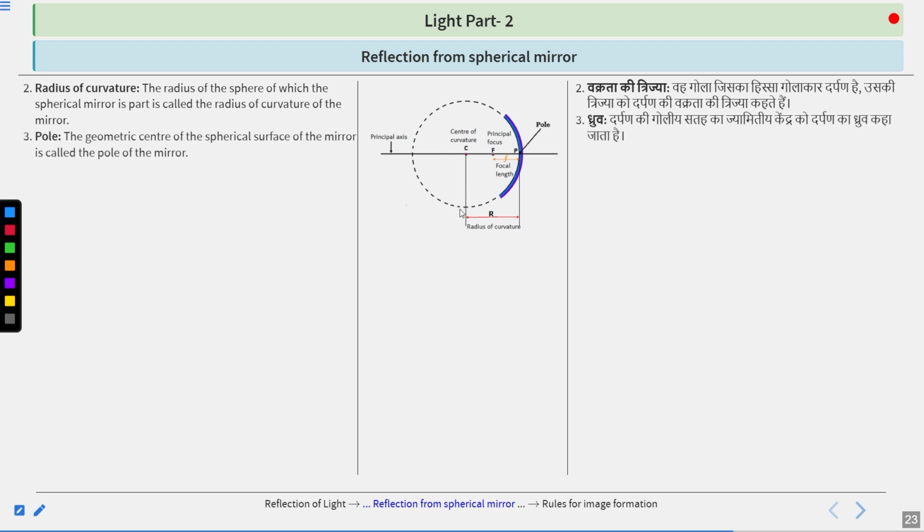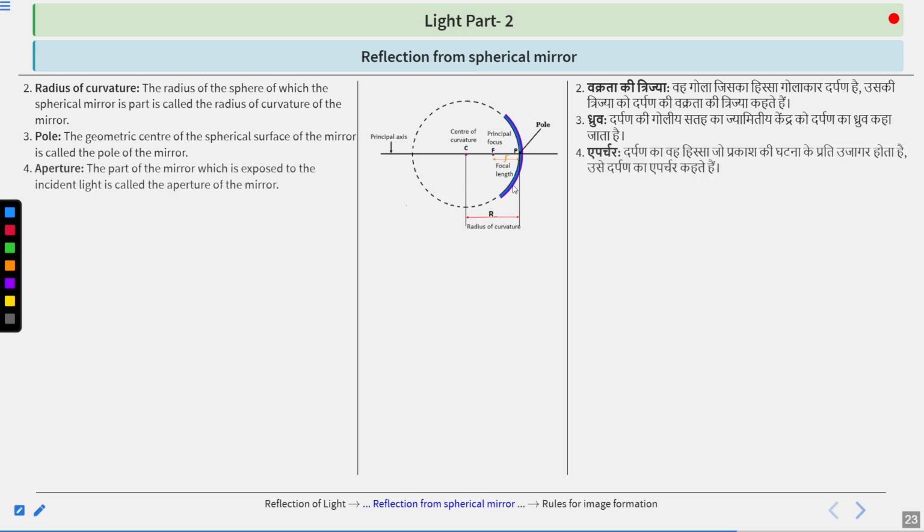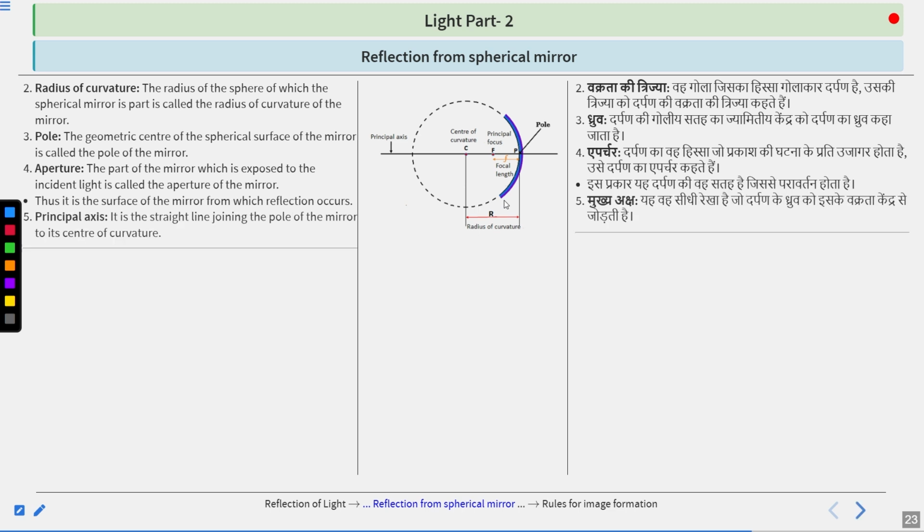Pole. The geometric center of the spherical surface of the mirror is called the pole of the mirror. Here you can say geometrical center. Aperture. The part of the mirror which is exposed to the incident light is called the aperture of the mirror. This is called the aperture of the mirror, in the concave case as well as in the convex case. Thus, it is the surface of the mirror from which the reflection occurs.